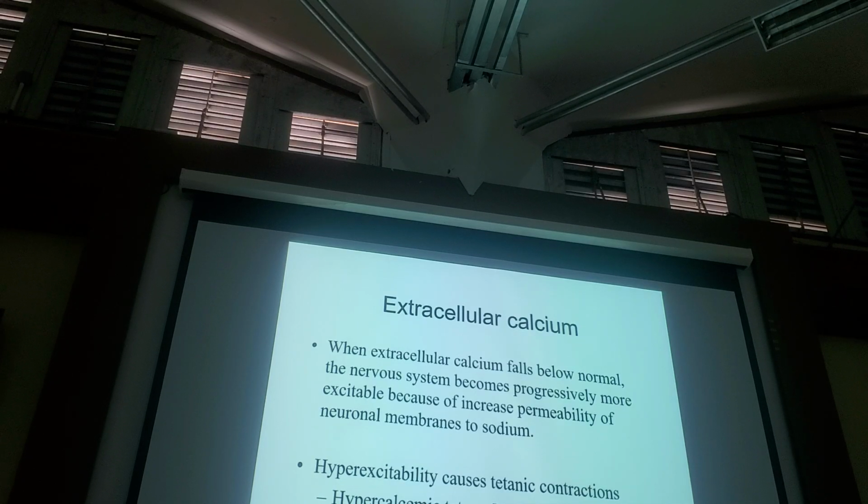So basically sodium and calcium share the same channel. So if one is low, the rate of entry of the other increases. And we know what sodium does.